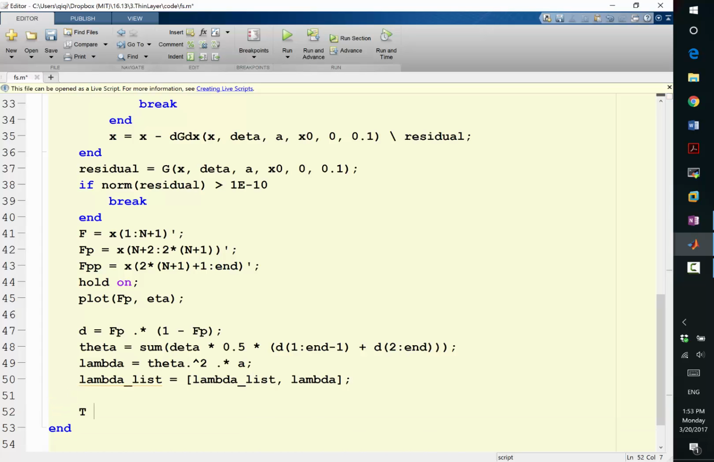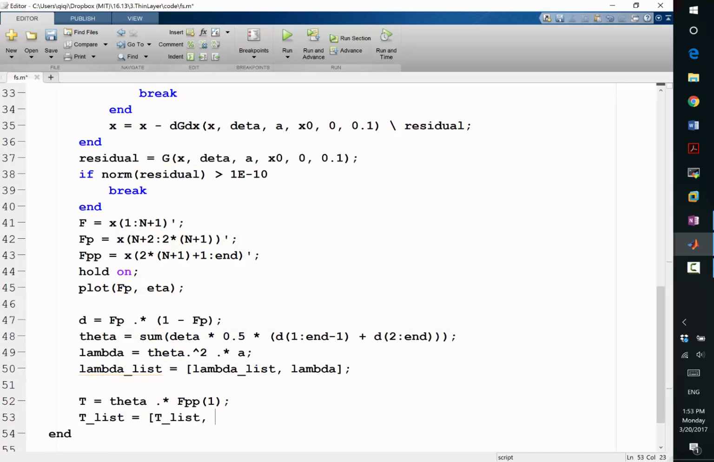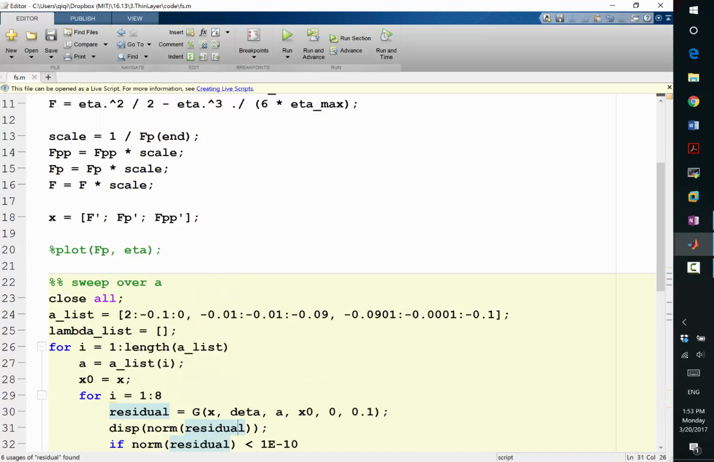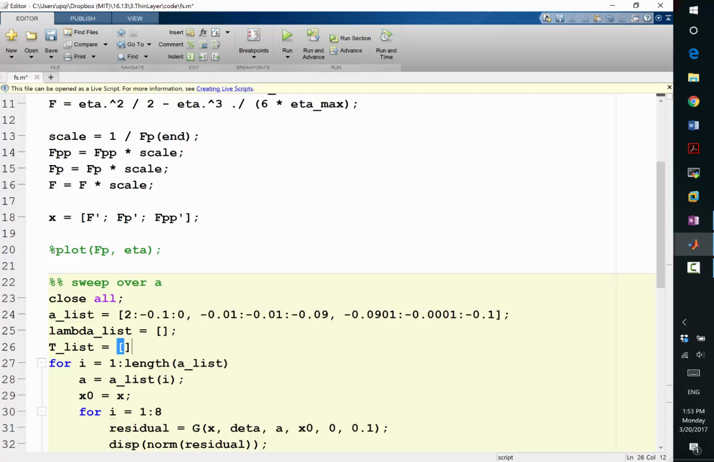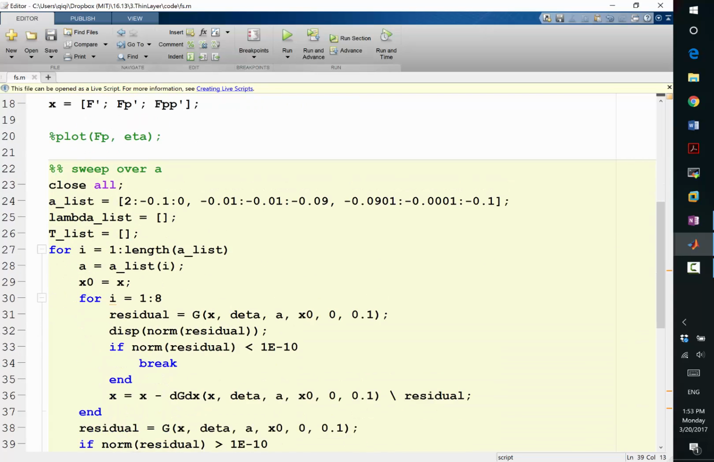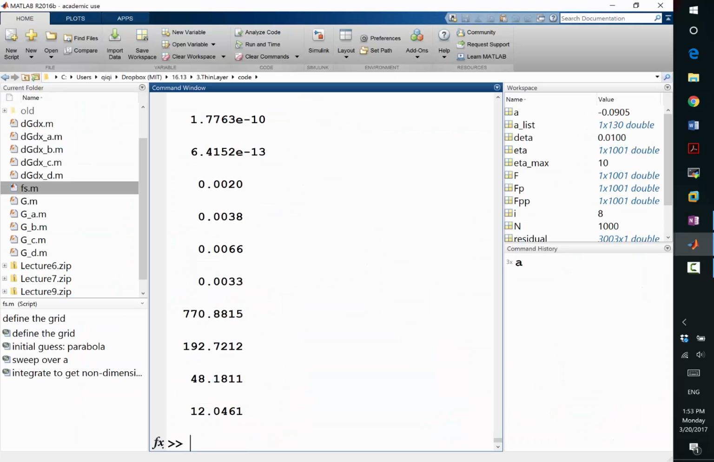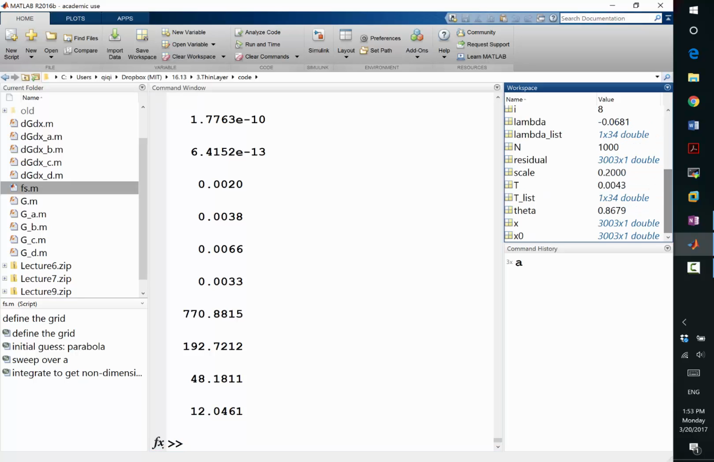So I want to compute my T is equal to theta times FPP. You are right. That's easy. So FPP is FPP at 0, right? Yeah, right. Okay. So my T list is going to be T list plus T, and I also make an empty T list. All right. So let's run this again. All right, get the same thing. I have my T list now.